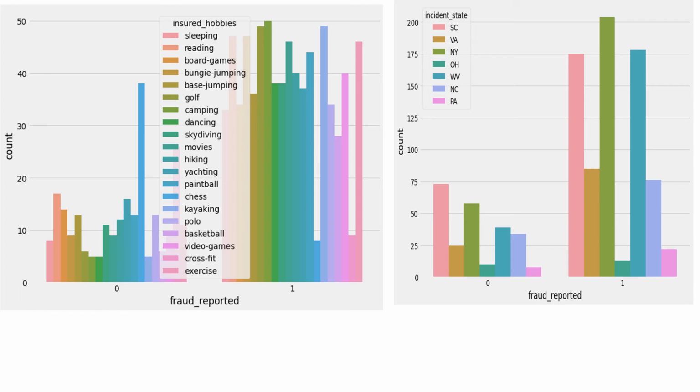The second graph is based on state. Here we can see that New York has more claims, more than 200 claims, but the fraud is lower. But South Carolina has the lowest claims, but the frauds are a lot.